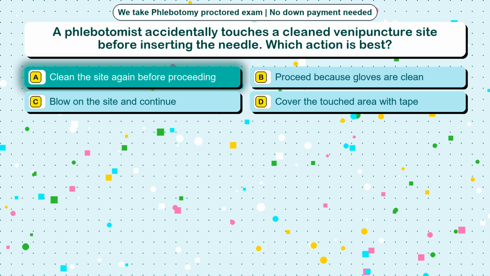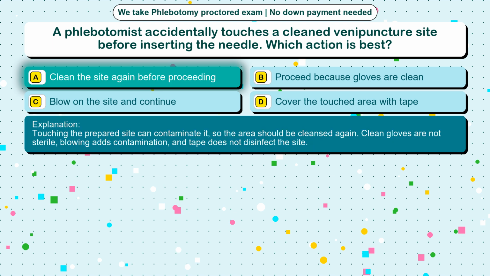The correct answer is option A. Clean the site again before proceeding. Touching the prepared site can contaminate it, so the area should be cleansed again. Clean gloves are not sterile, blowing adds contamination, and tape does not disinfect the site.